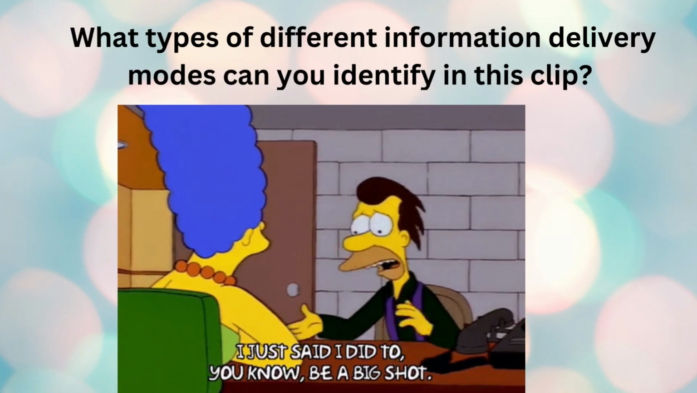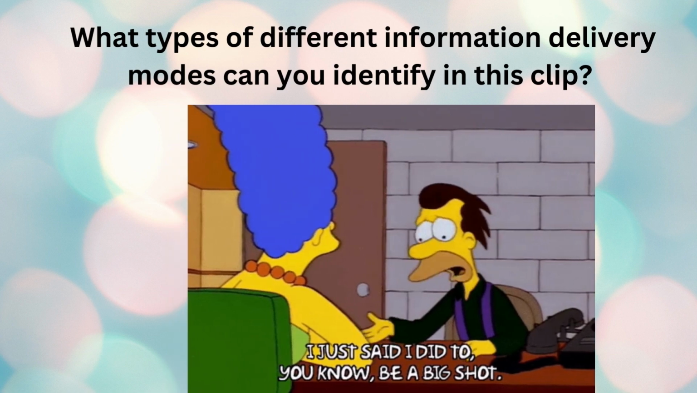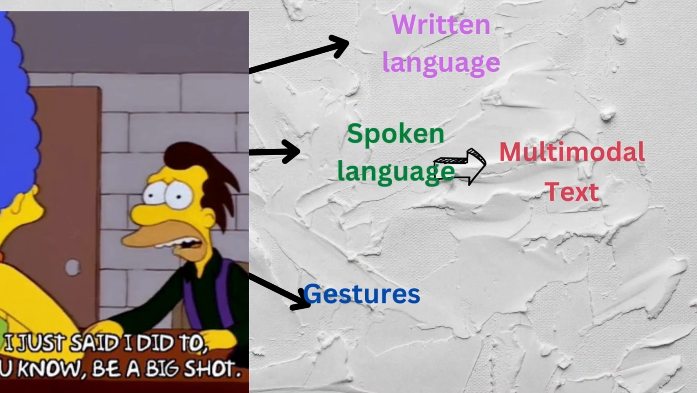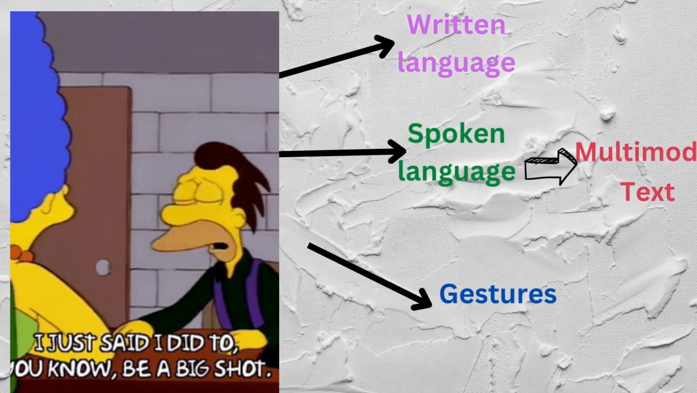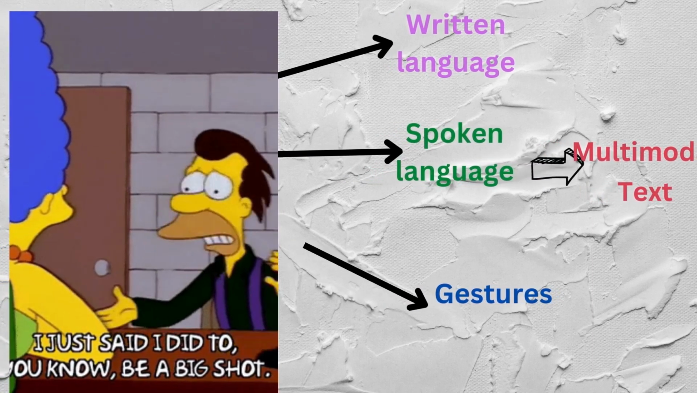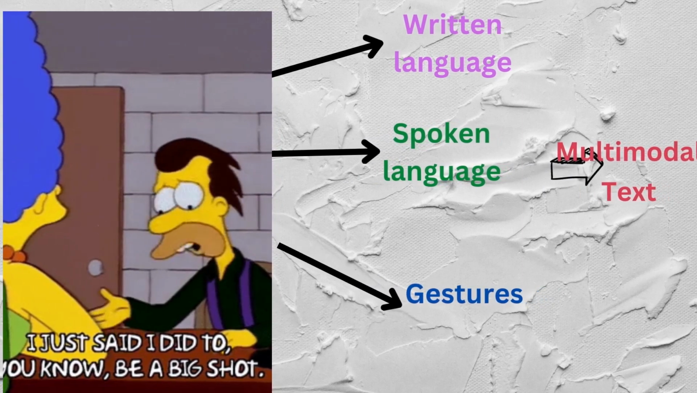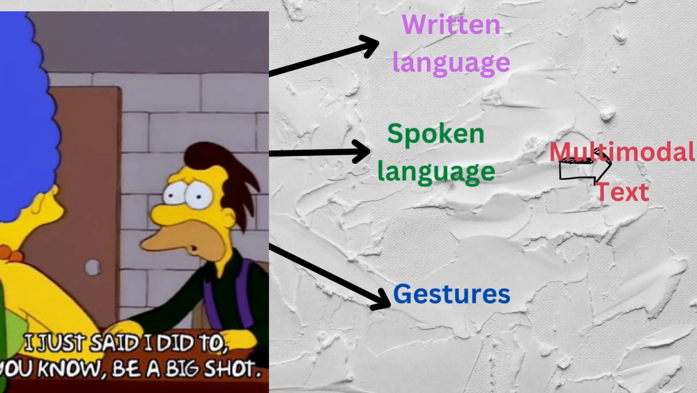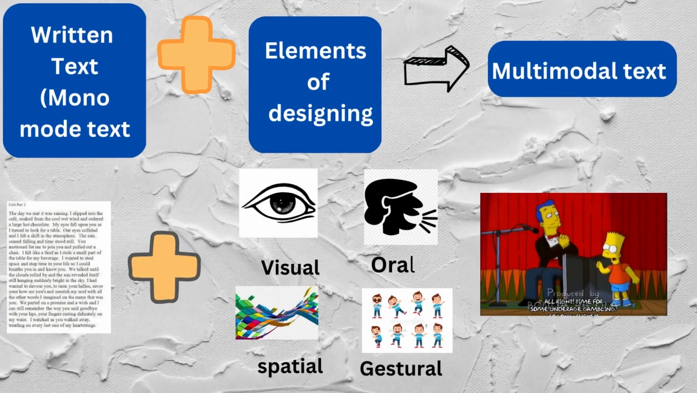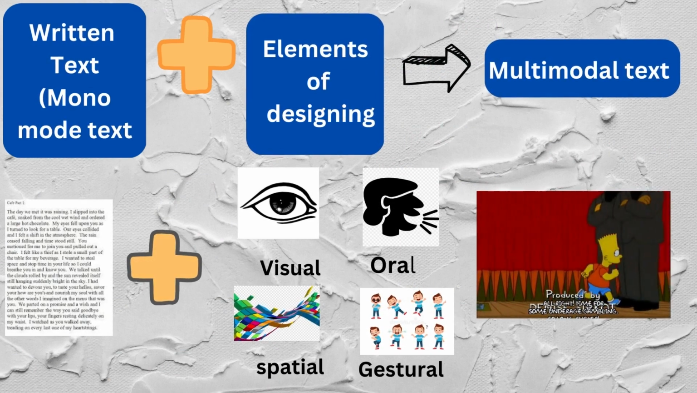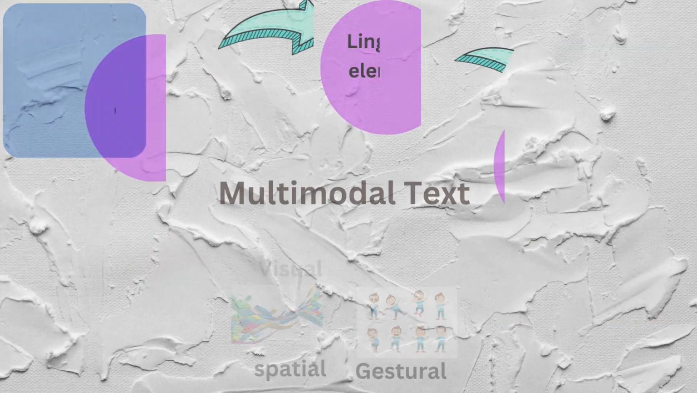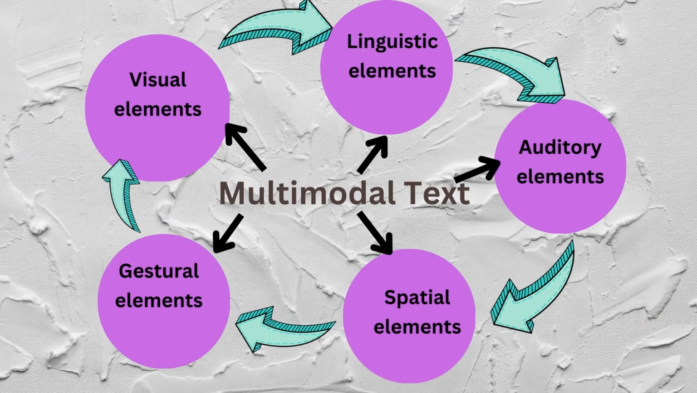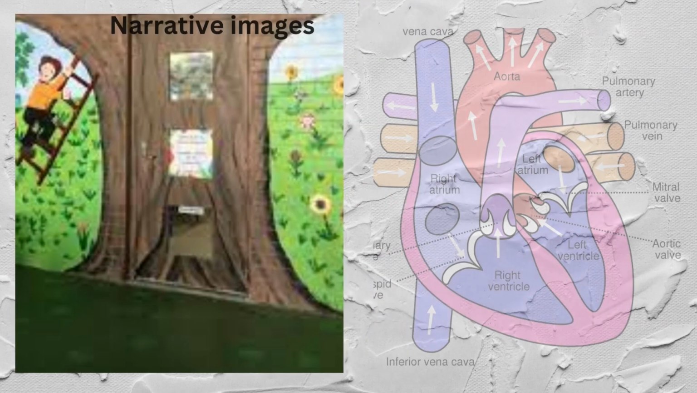When you see this video clip, what are the different information delivery modes you can recognize? It has more than one mode to convey meaning to the audience, such as subtitles, spoken language, and gestures. It uses multimodal meaning-making ways. So, this is a digital multimodal text. Multimodal texts combine 2 or more designing modes such as linguistic, visual, audio, gestural, and spatial elements. These modes work together to make layers of meaning.